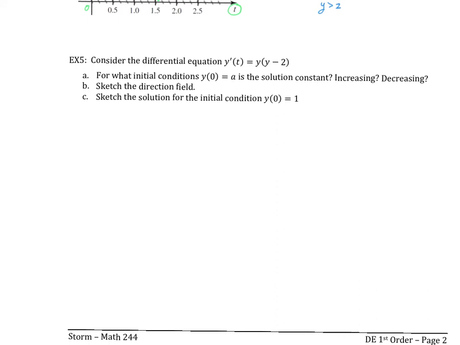So let's look at example 5. Consider the differential equation y prime of t equal to y times y minus 2. Part A, for what initial conditions, y of 0, so that means t is equal to 0, so y of 0 equal to a, is the solution constant, increasing or decreasing. Sketch the direction field. Sketch the solution for the initial condition y of 0 equal to 1. Okay, so A.